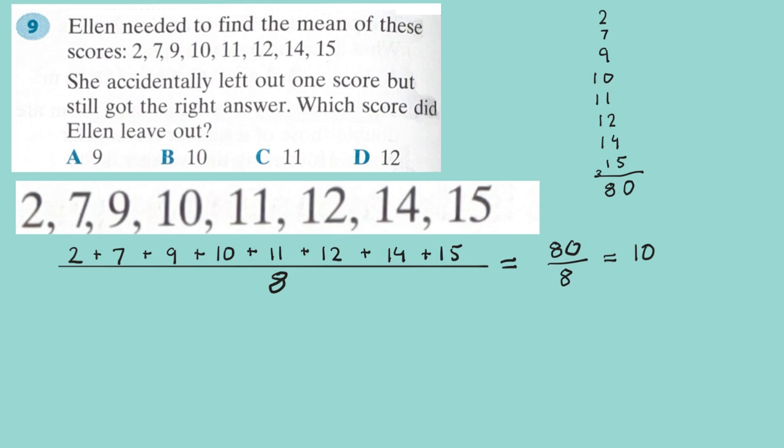If I left out one score and I added another 10 to it and I divided all that, that would be 80 plus 10. Now I have 9 scores, makes it 90 over 9, and my mean will be 10. So the score that Ellen left out would have been 10, and I highlight B.